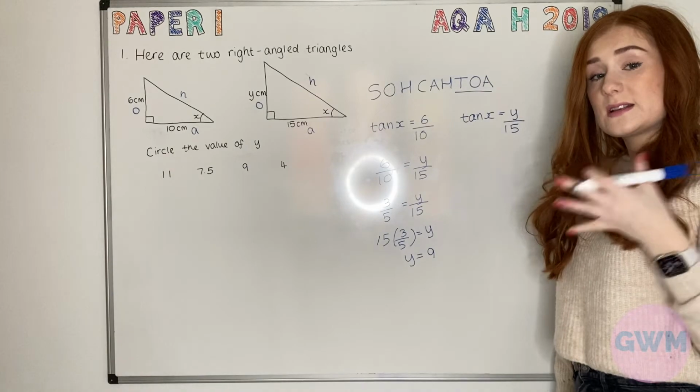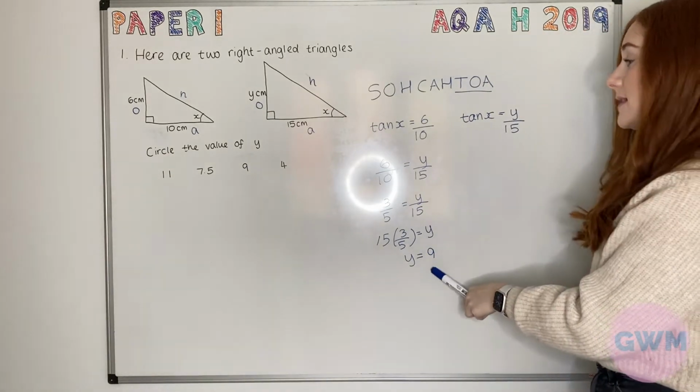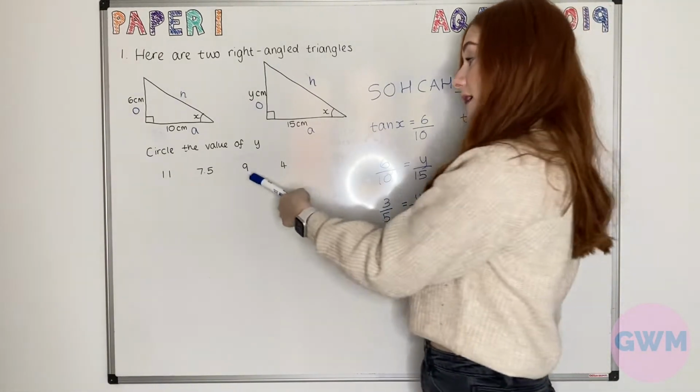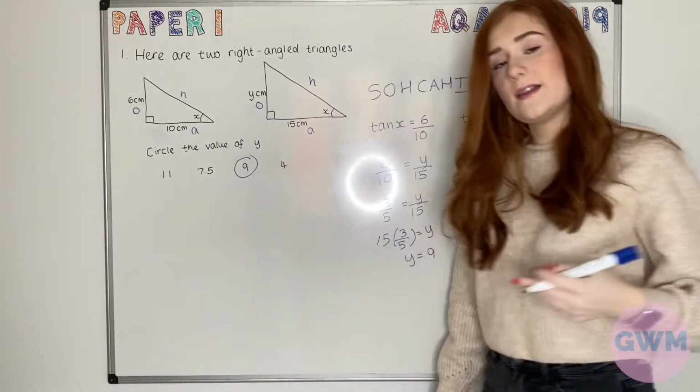Now remember, this one's a multiple choice, so all we need to do is check that this is a value available to us, which it is, 9. So we circle that, and that's question 1 done.